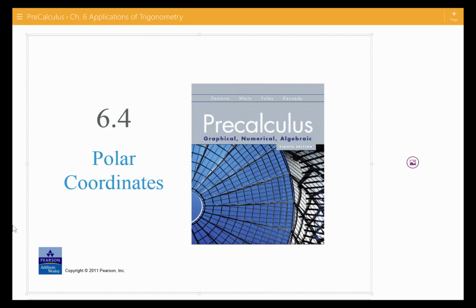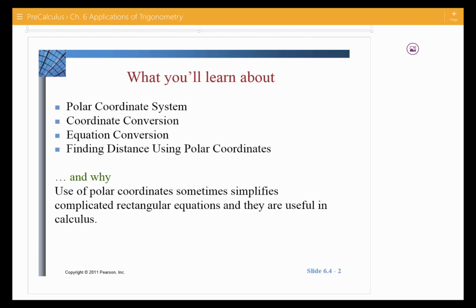Okay, 6.4 polar coordinates. We'll learn about polar coordinates. We'll go back and forth between Cartesian and polar. We'll do some equation conversion as well, and find distance with polar coordinates. Mainly this is something you might use in calculus, and that's pretty much the biggest reason we'll do this. But it does simplify some types of problems by using the polar coordinate system.